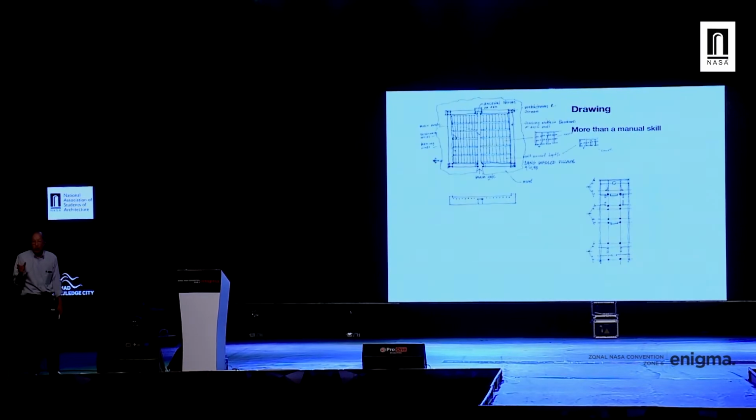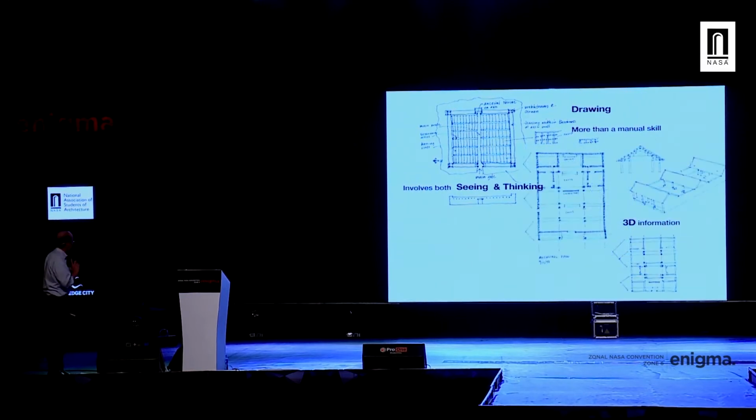We're dealing with architecture, urban design, the built environment. The issue for us, and for me especially, is that we think of drawing as a manual skill, the hand and the eye. But it involves seeing and thinking. Most critically, how do we convey three-dimensional information on a two-dimensional surface?